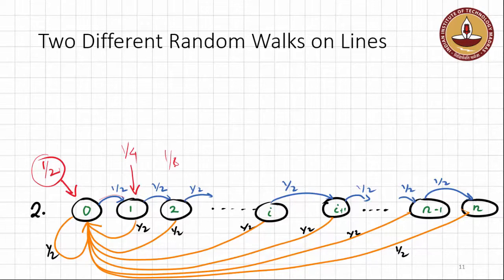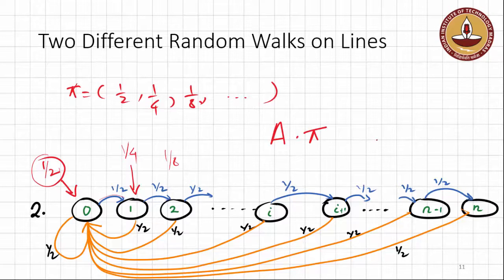And you should now verify that this is in fact the stationary distribution for this Markov chain. For that you have to actually write out the transition matrix, multiply it with pi, and ensure that it actually gives you pi again. So that's something that is left for you to verify.